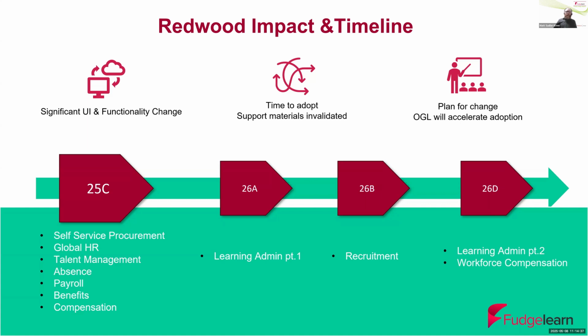And then in the future, there are some other key releases coming up where you lose that opt-out option and they become purely opt-in. 26A will be looking at a lot of the learning admin functions. Some of learning, of course, is already there on Redwood. 26B will be some of the recruitment functions. And then in 26D, towards the end of that timeline, looking at some of the rest, anything that's left over with learning admin and some of the workforce compensation pieces, and workforce planning as well.